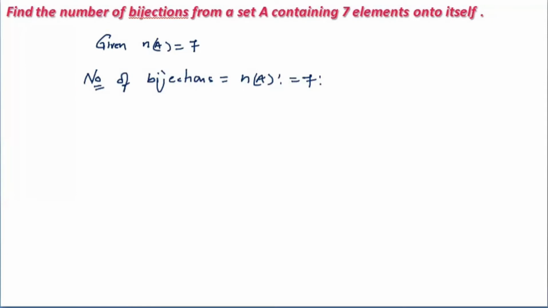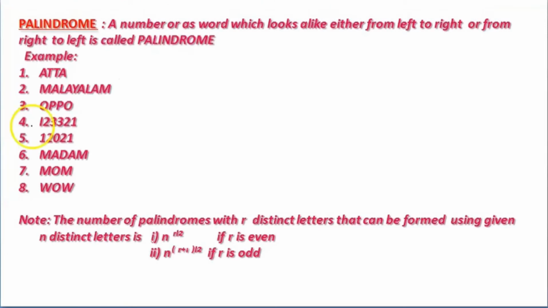Next, we move on to palindromes. Then we'll look into the problems based on that. What is meant by palindrome? A number or a word which looks alike either from left to right or from right to left. If you look from the left to right or from the right to left, it looks alike. Then such types of words or numbers are called palindromes.